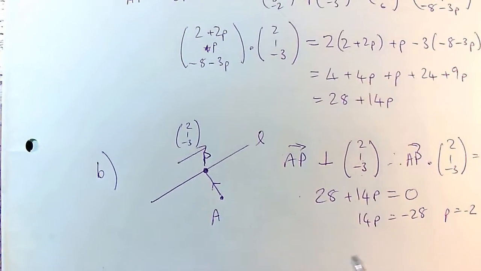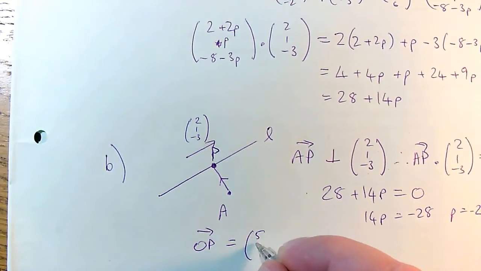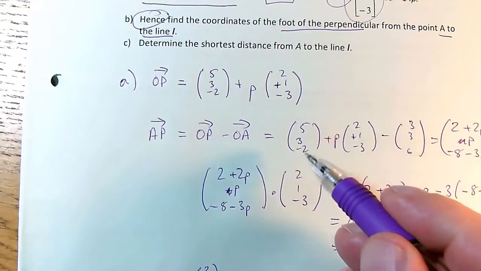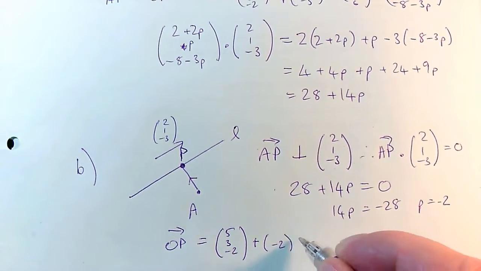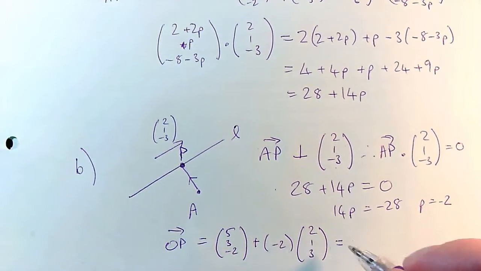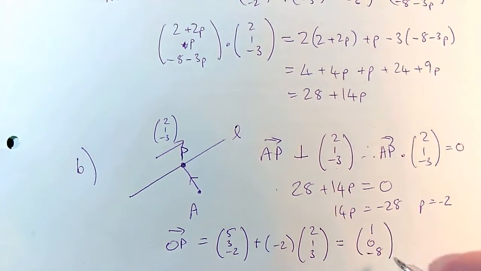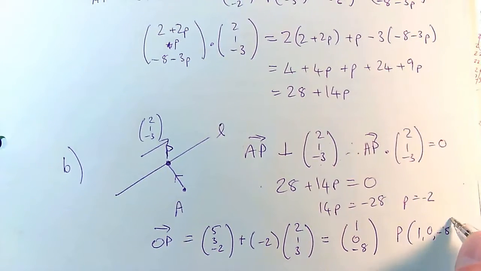So therefore, my vector OP is, here was the recipe, 5, 3, minus 2 plus p, but I now know that this p here is minus 2. So minus 2 times the 2, 1, minus 3. And when I do that, I get 5 plus minus 4, which is 1. And I get 3 minus 2, which is 1... I get 0 for the middle. And I get minus 2 minus another 6, which is minus 8. So P is the point 1, 0, minus 8. Good.